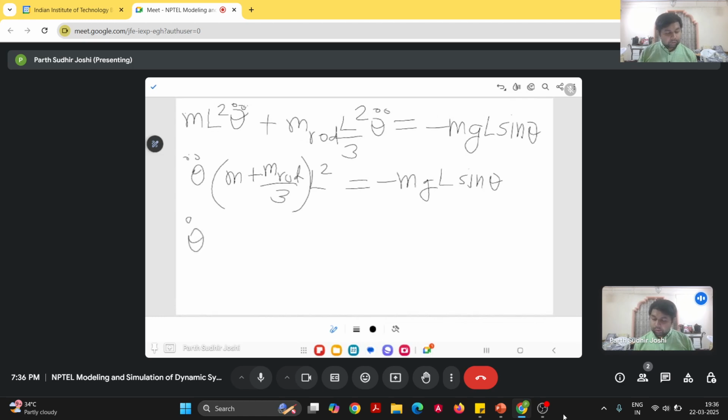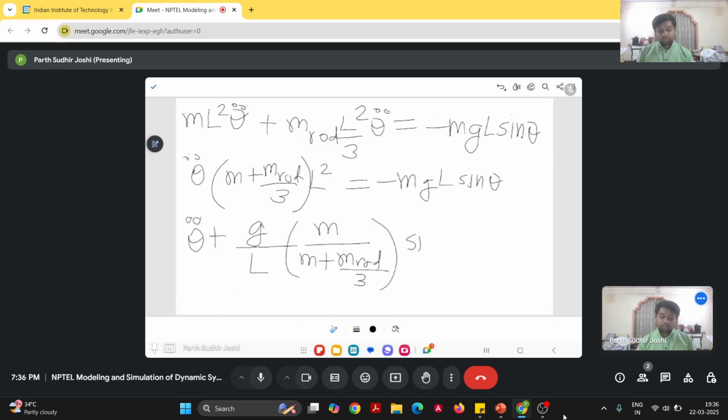So therefore we get the equation as theta double dot plus g by l into m upon m plus m rod by 3 sin theta is equal to 0. So this is like a non-linear second order differential equation because sin theta is a non-linear term here.